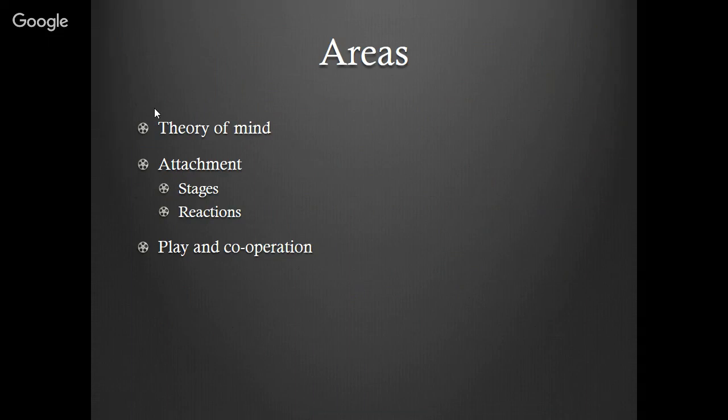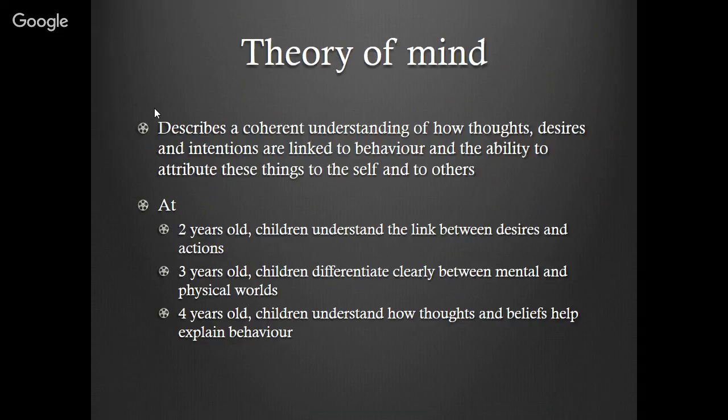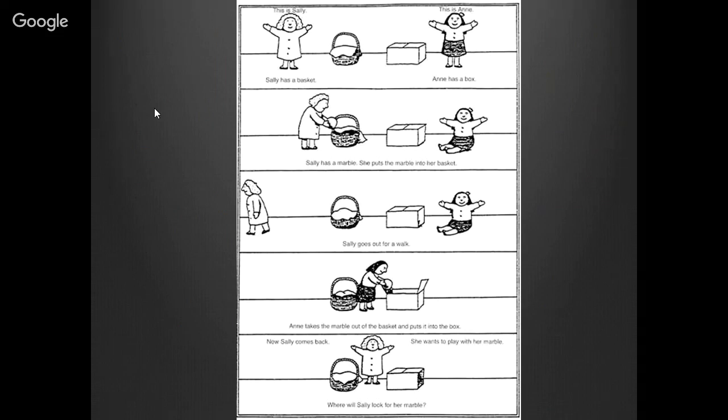Okay, over to mid. Theory of mind, attachment. So theory of mind is about your ability to understand how you think and how other people think. And again, it's very stage-based. So at 2 years old, kids understand the link between wanting to do something and doing it. So they understand, I'm hungry, so I want to eat, and that those two things are related. And at 3 years old, they can differentiate between what they think and what the outside world is, realizing they're not the same thing. And then at 4 years old, they can use thoughts and beliefs to explain their own behavior and also other people's behavior.